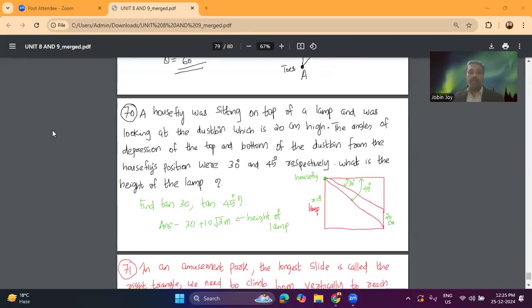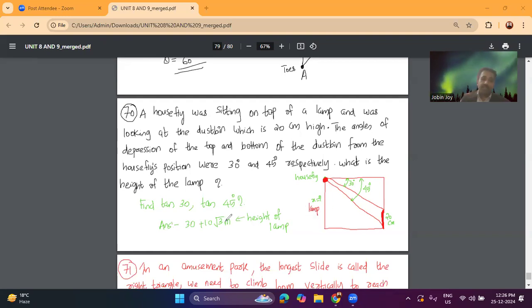A housefly was sitting on top of a lamp. So this is the lamp, and this is the position of the housefly, and it was looking at the dustbin. This is the position of the dustbin, and the height of the dustbin is 20 centimeters. The angles of depression of the top and bottom of the dustbin from the housefly's position were 30 degrees and 45 degrees respectively. What is the height of this lamp? We have to calculate the height of this lamp.